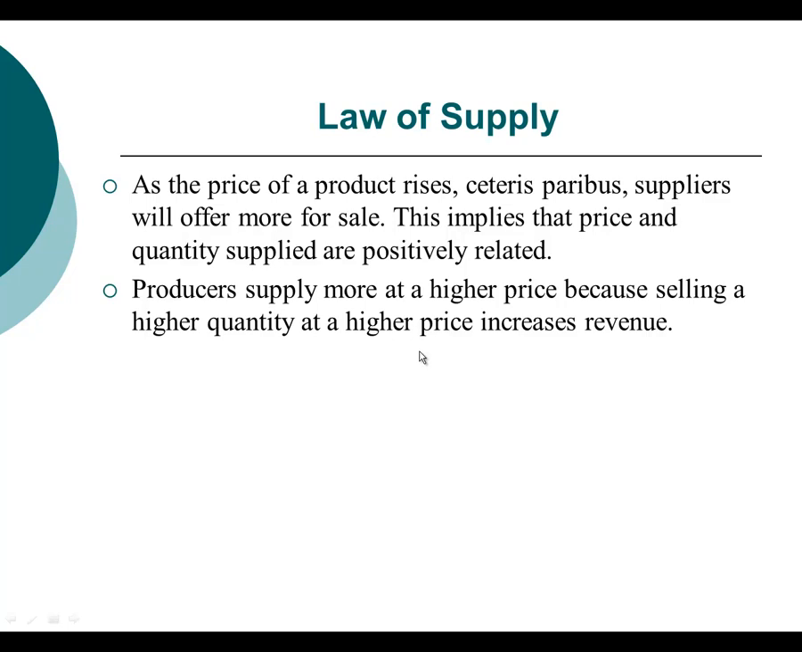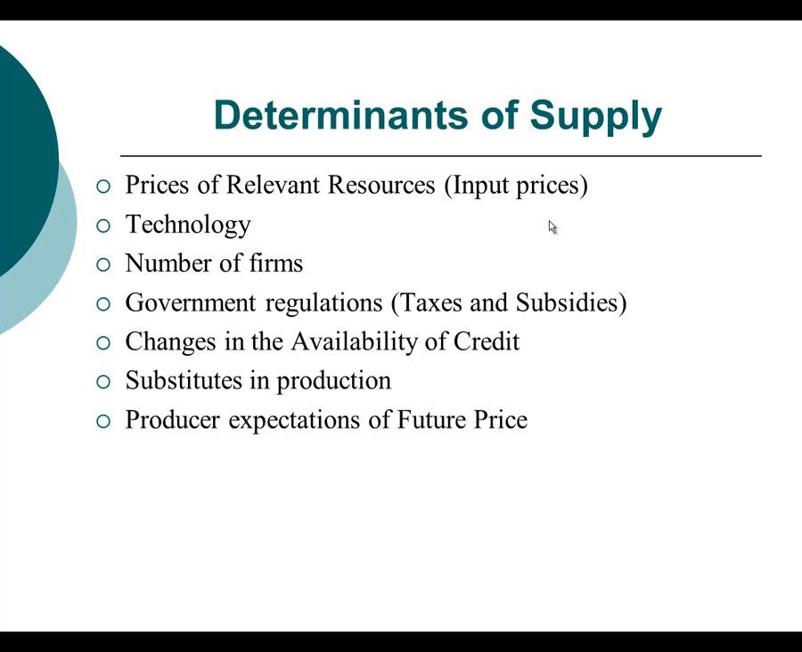As the price of a product rises, ceteris paribus, suppliers will offer more for sale. This implies that price and quantity supplied are positively related. Producers supply more at a higher price because selling a higher quantity at a higher price increases revenue.